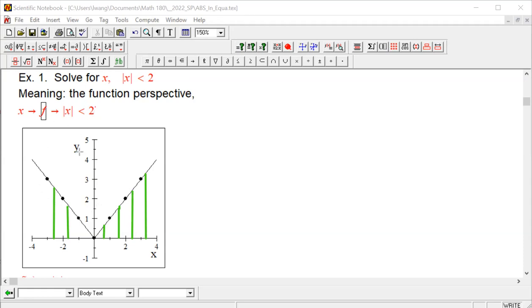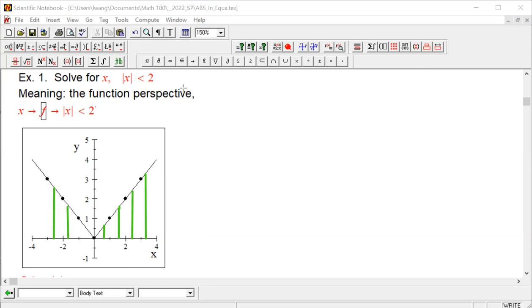We don't want the output to be exactly 2, and we don't want it to be larger than 2. We want them to be less than 2. So what are the possible outputs for this function? The absolute value of any number is at least 0. For example, if the input is 0, the output is 0. That is the smallest output we can expect, and all the outputs of our desire are going to be less than 2.